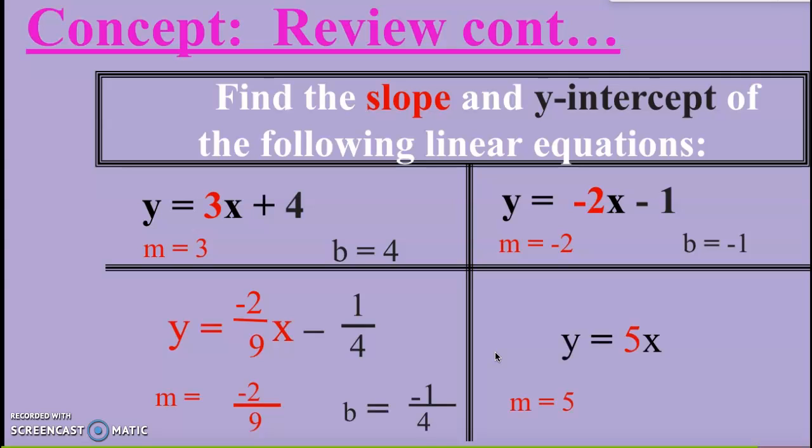Okay, oh, I went too far. Okay, the last one, which is y = 5x, it seems like that's the entire equation. So what would m be? Again, you have probably already seen it. m is 5, but what about b? Again, yes, b is 0.